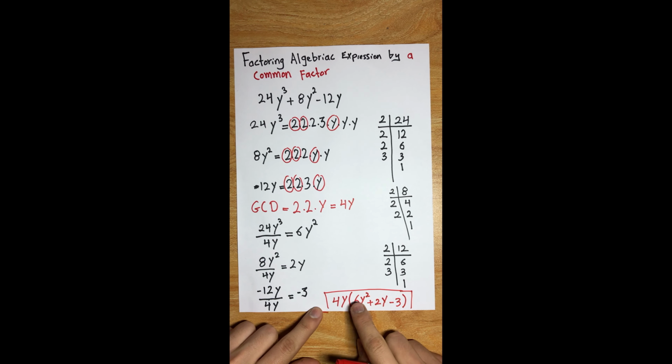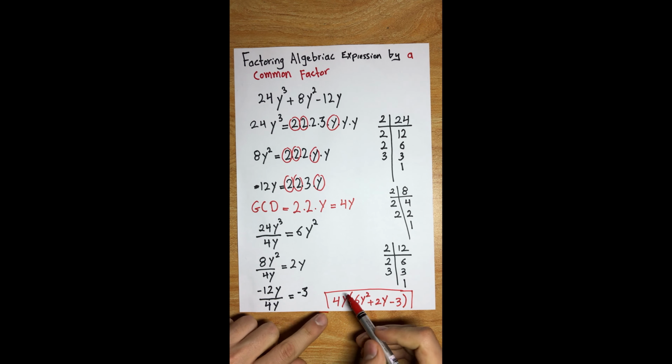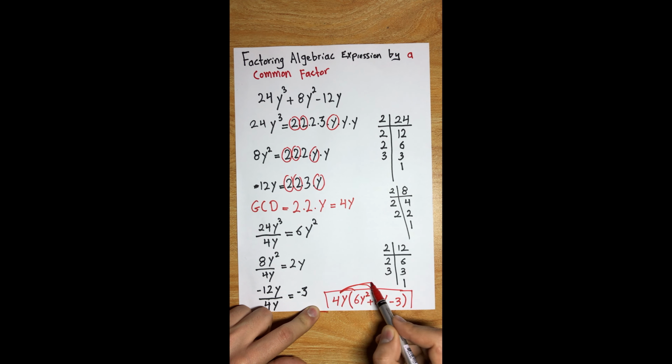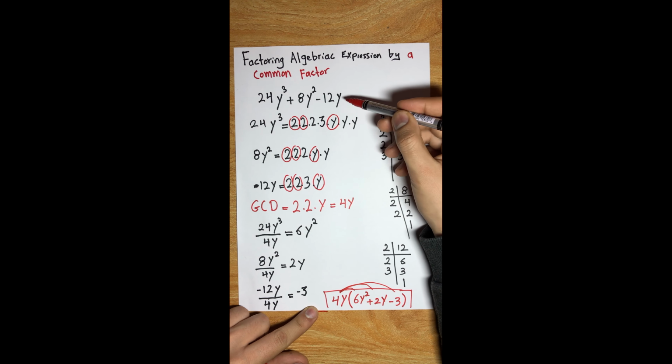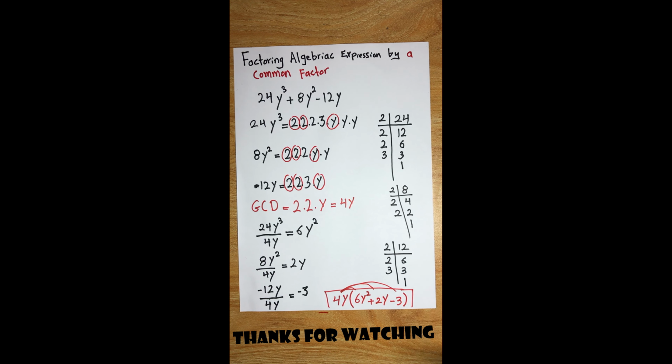This is the factorized expression, and we can check this one. We can check our answer by multiplying this term by these 3 terms. And if we get the same expression as this one, then that means the answer is correct.